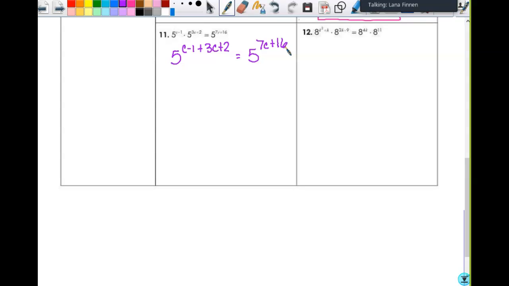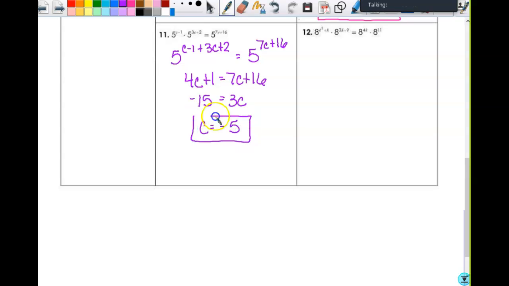So now that I have the common bases there, now I can use the one-to-one property. This gives me 4c plus 1 equals 7c plus 16. Get 3c equals negative 15. C equals negative 5. Okay. So you have to be able to recognize your exponent rules in times that don't necessarily look like what you're used to seeing. So I'm going to show you one example of how you would use this stuff in calculus, kind of going the other way.